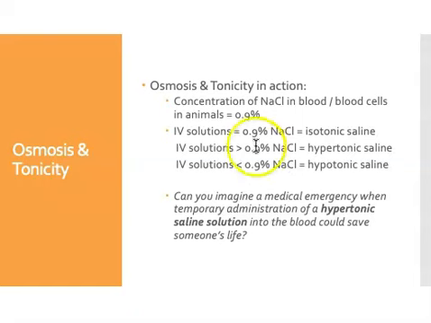Obviously, in medicine, we use isotonic solutions because we don't want to cause osmosis under most conditions, right? We want to prevent osmosis from occurring. So we administer isotonic saline when we want to add more volume to the blood, when we want to hydrate someone.